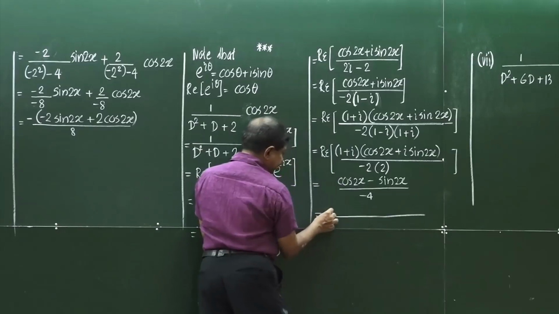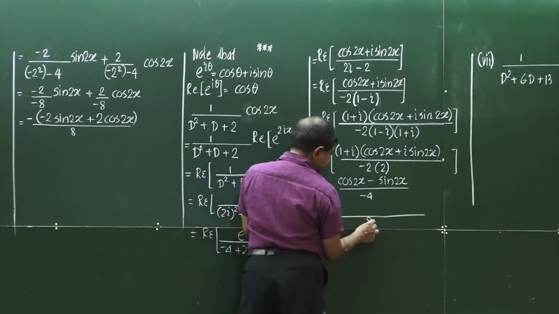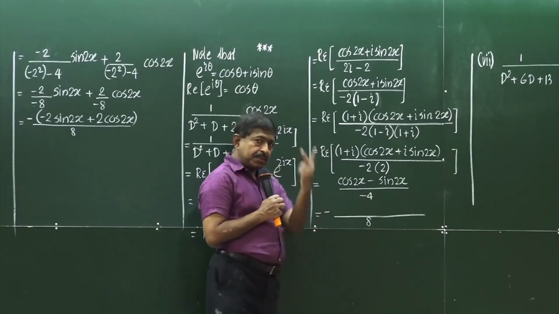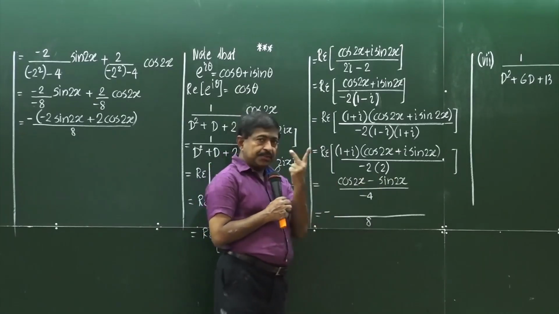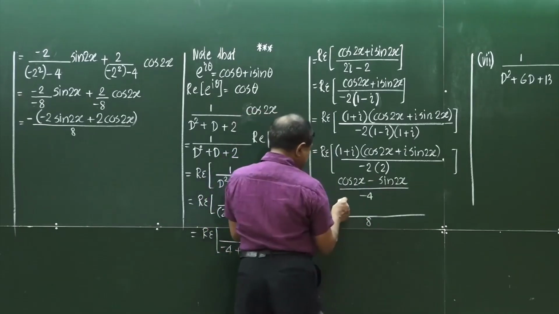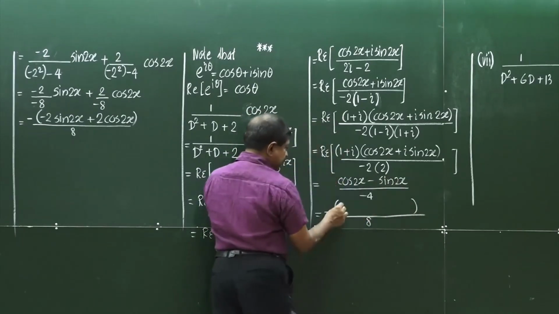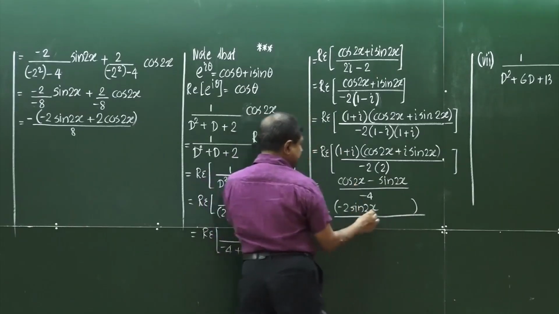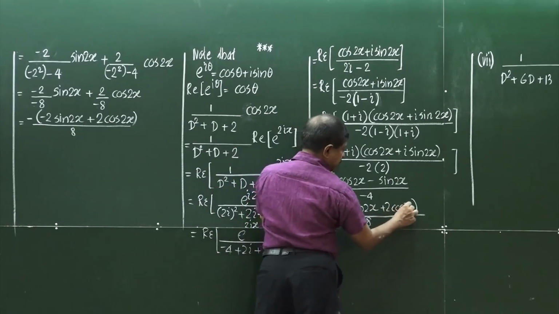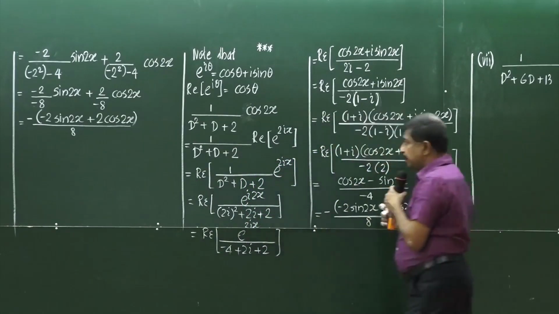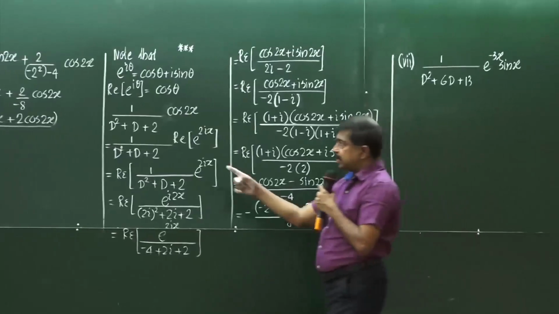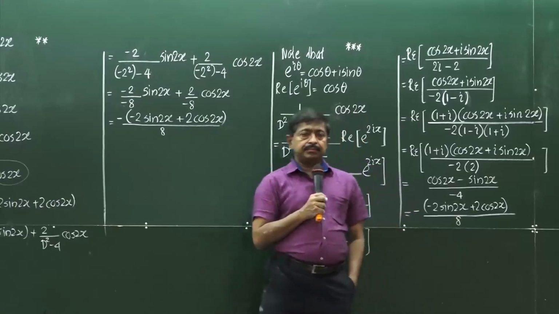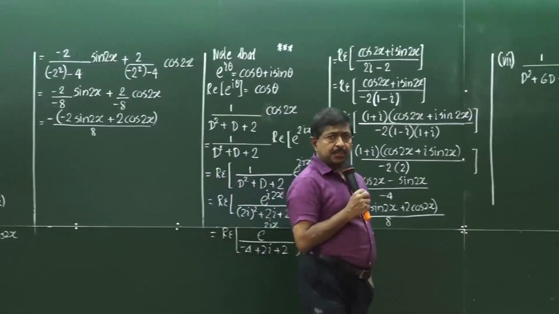I pull out this minus sign to the front. I'll make it 8. So what have I done? I have multiplied the downstairs by 2. So multiply the upstairs by 2 as well. When you multiply, I'll write this term first. So minus 2 sin 2x plus 2 cos 2x. Look, this one is the same as this one, right? Okay, now we have the last problem.